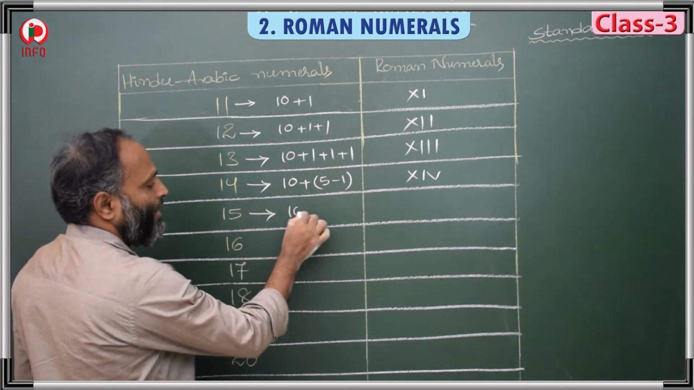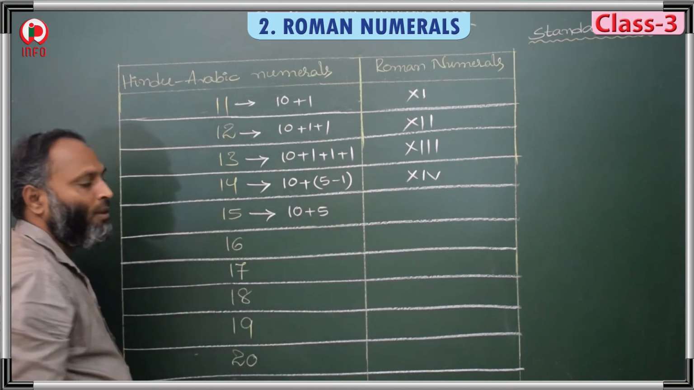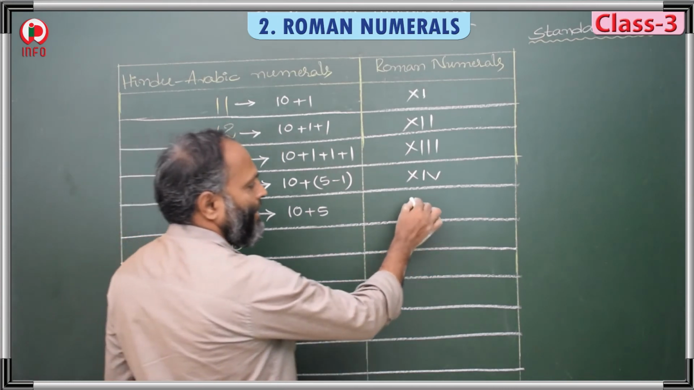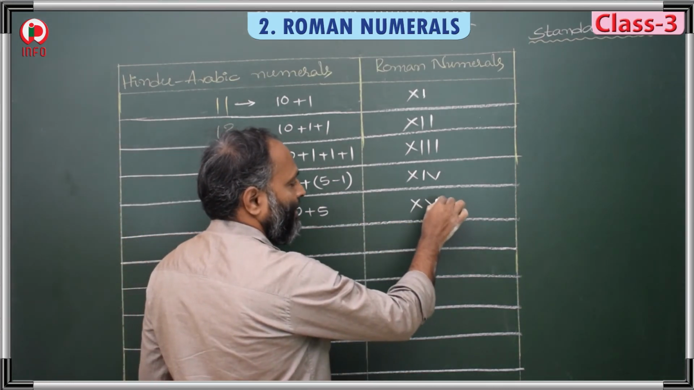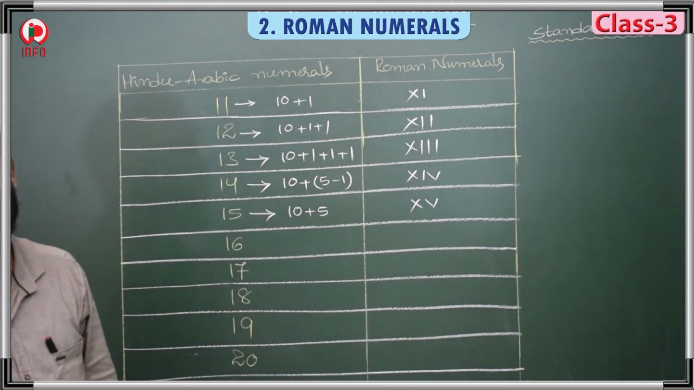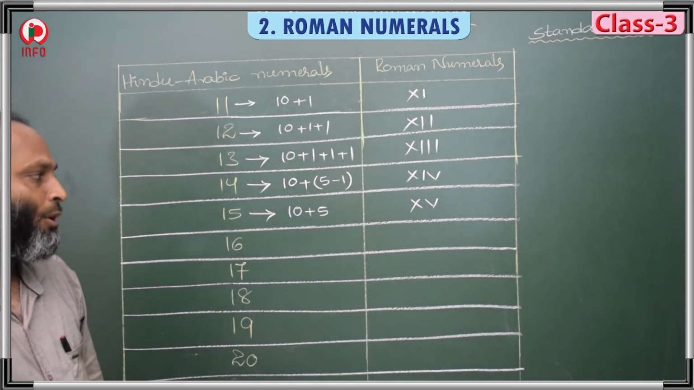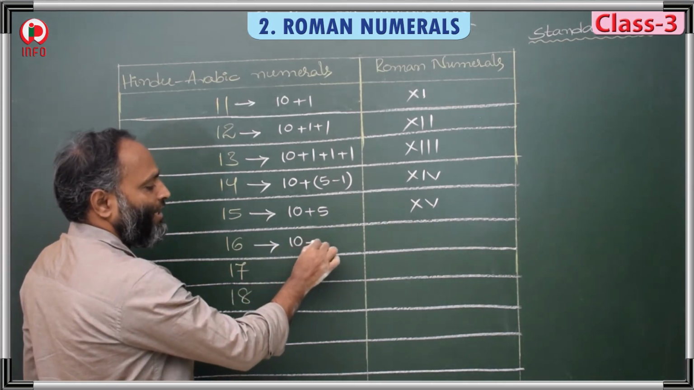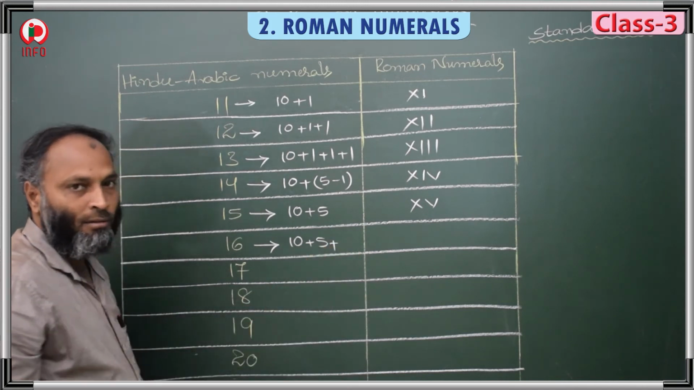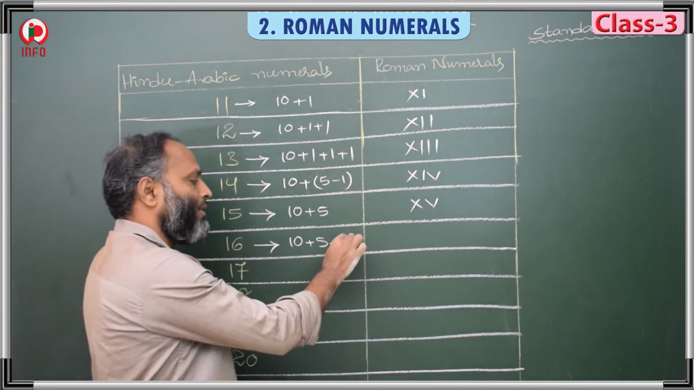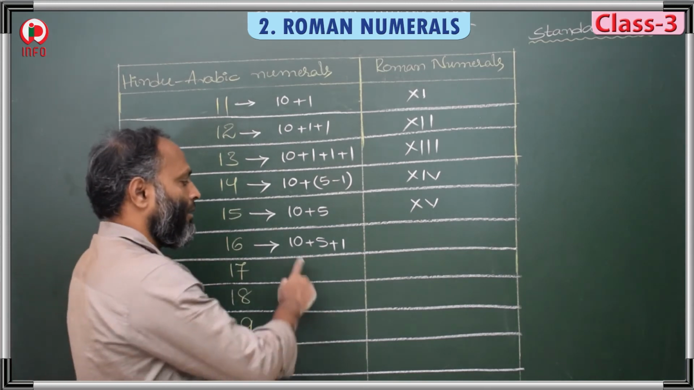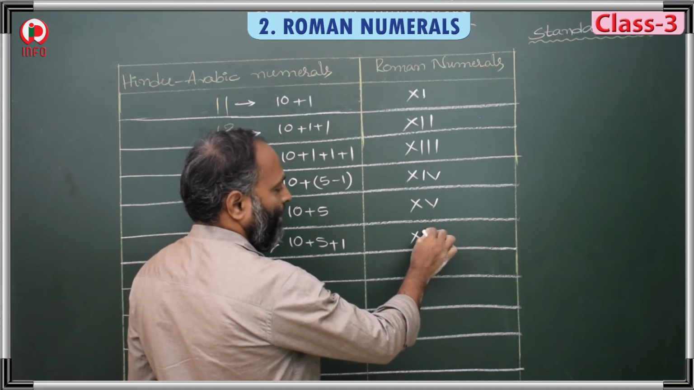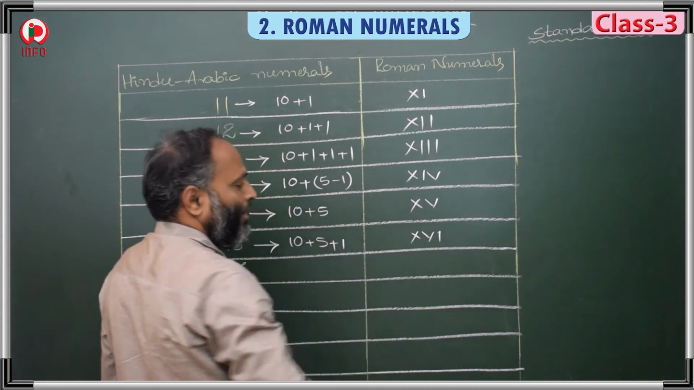15. 15 means 10 plus 5. The representation of 10 is there, and the direct representation of 5 is there. So 10 means X and 5 means V. Plus is there, so we take the bigger Roman numeral first and the smaller one after that. Then 16. How to take 16? 10 plus 5 is 15, 15 plus 1 is 16. All are in addition. First the bigger Roman numeral, and after that the slightly smaller V and 1 more.